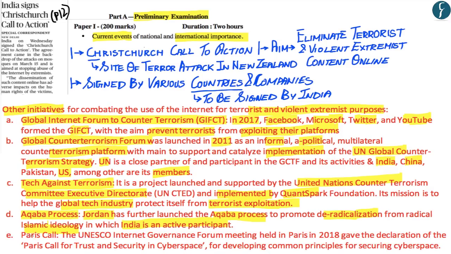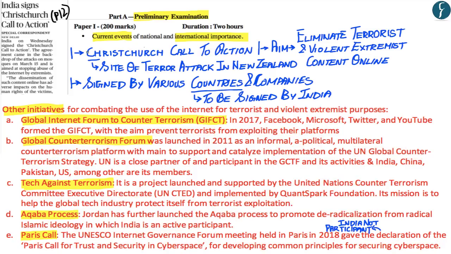Now, the fifth and the last initiative that you need to remember is Paris Call. The UNESCO Internet Governance Forum held a meeting in Paris in 2018 and gave the Paris Call for Trust and Security in Cyberspace, which intends to develop common principles for securing cyberspace. There are more than 190 participants in the Paris Call, including both countries and several major tech companies such as Facebook, Google, and others. Apart from this, you also need to understand that India, China, and United States are not participants in the Paris Call.